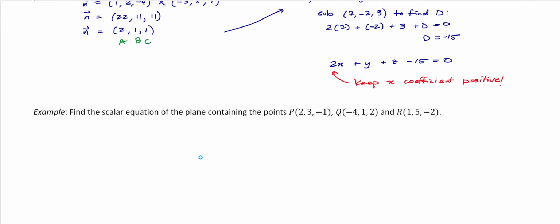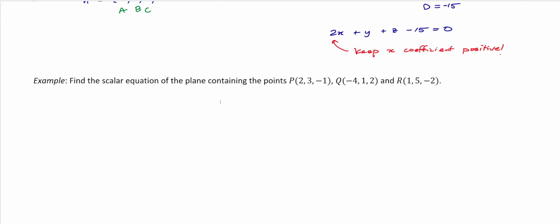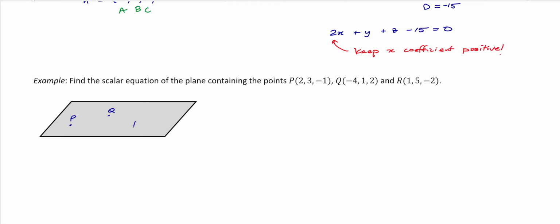Okay, next question here. Find the scalar equation of the plane containing the points P, Q, and R. All right, so if I make a little plane here, okay, so I'm going to go ahead and create a plane. Okay, so that's my plane right there, and it's tilted to give you the illusion of being in 3D space. Okay, so I've got P, I've got Q, and I've got R. 3 points on the plane.